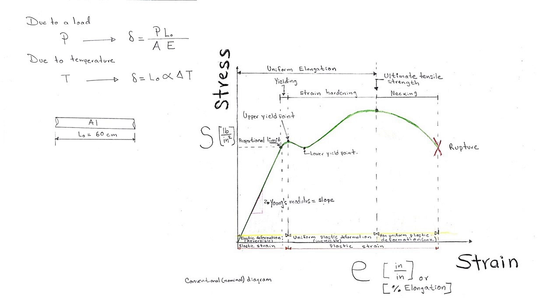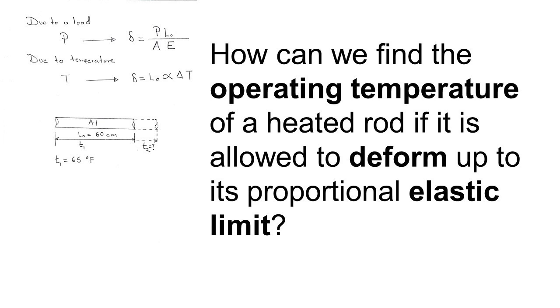So, how can we find the operating temperature of a heated rod if it is allowed to deform up to its proportional elastic limit? I will show you how to solve this problem. First, sketch the most relevant information about the problem. Remember, sketching is a fundamental engineering skill that allows us to translate our thoughts into reality. Good engineers never miss the sketching part.